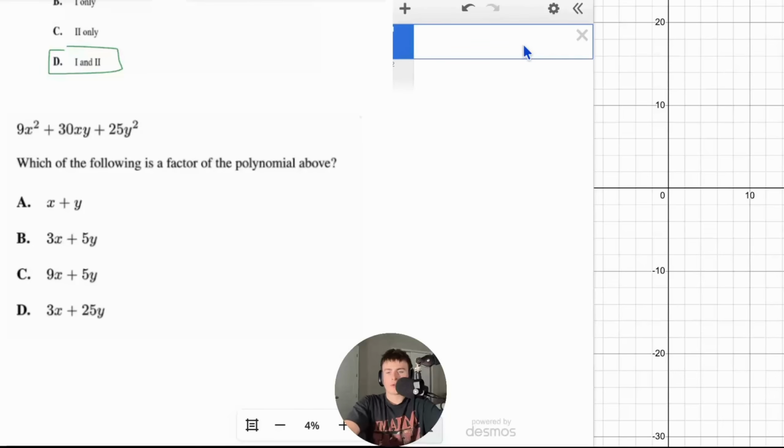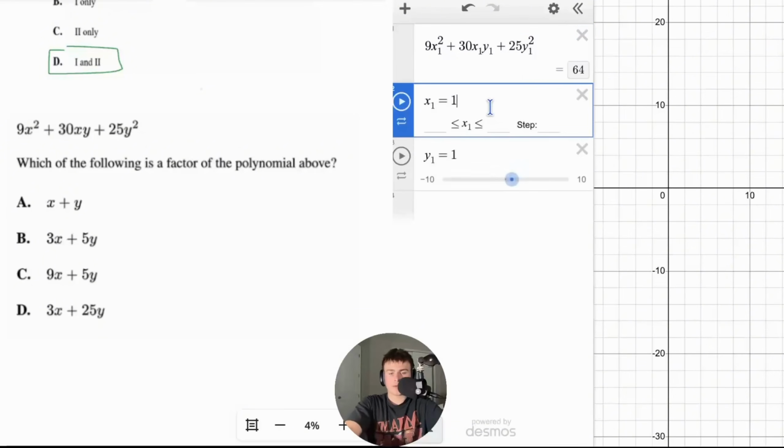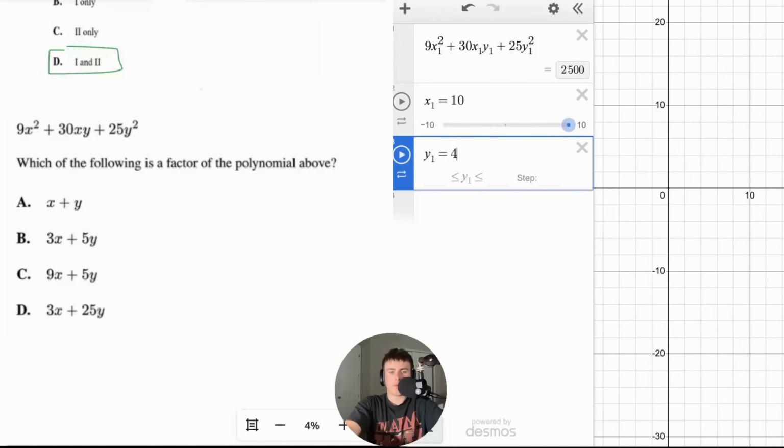What you could do is, honestly, I guess it doesn't really matter if you replace x or y. Just add subscripts to make them constants. So 30x1 y1 plus 25y1 squared. I add the subscripts to make these constants so I can do substitution now, because I'm going to plug in numbers for x and y. Now let's say this is 10 and this is 4 or something.